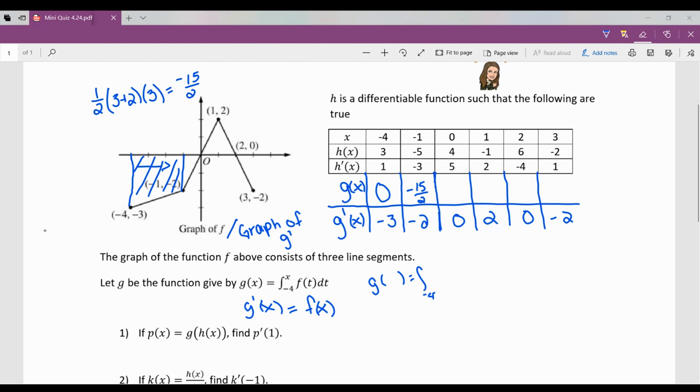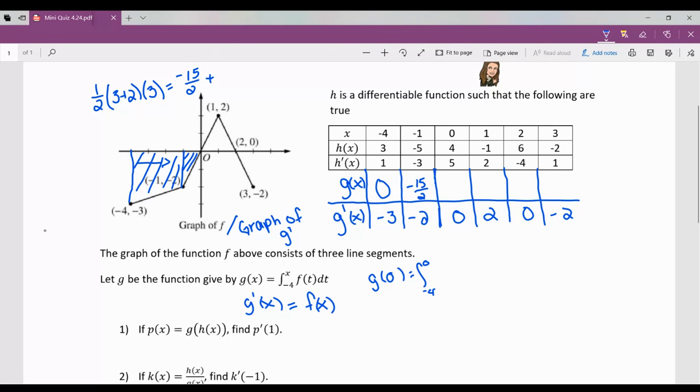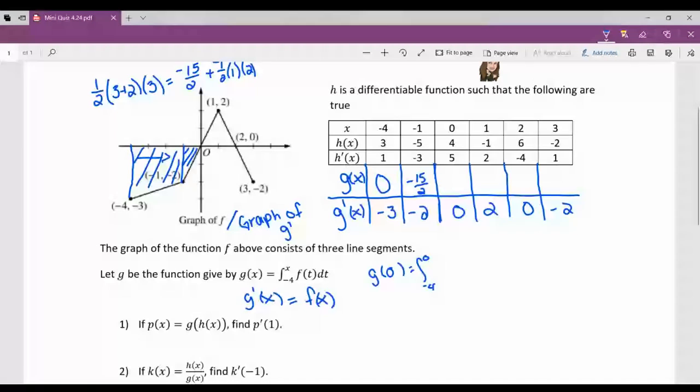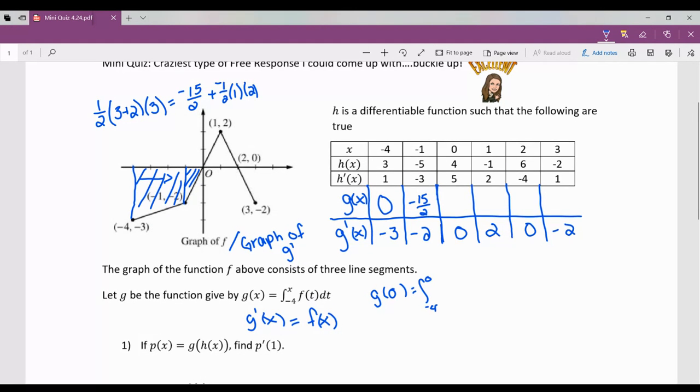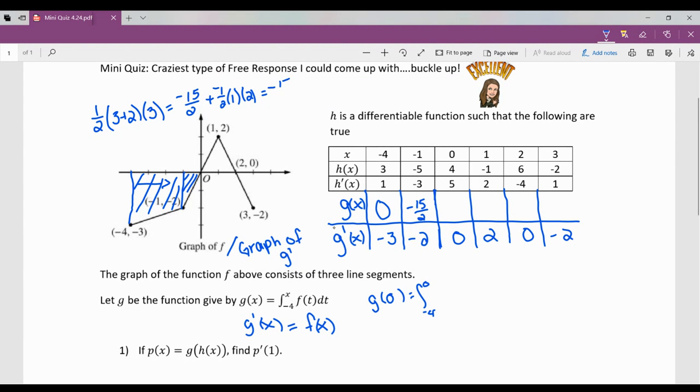All right, then for the same thing for the next one, for 0, we're going to just replace that with a 0. So we're finding the area under the curve from -4 to 0, and we're also including that triangle. So we're going to add to it 1/2 base times height, 1 times 2. But that's negative because it's below the x-axis. So we're going to do -15 over 2 plus a -1. So that's -17 over 2.